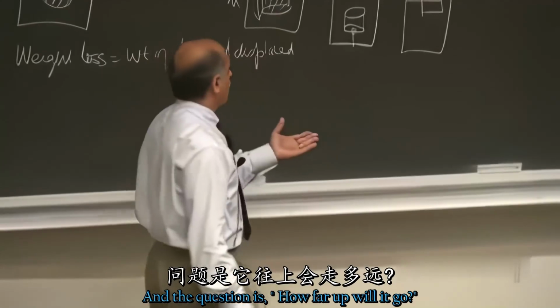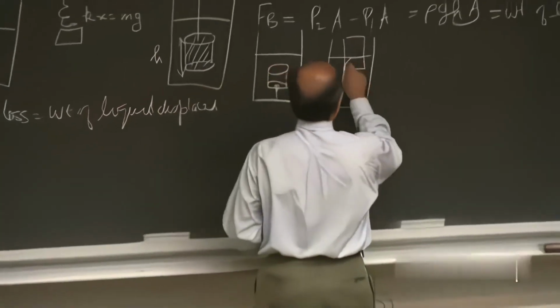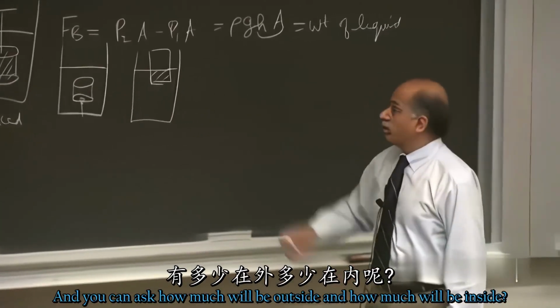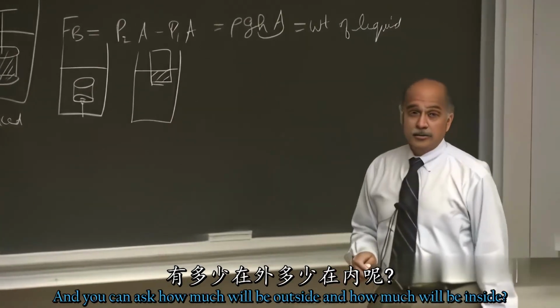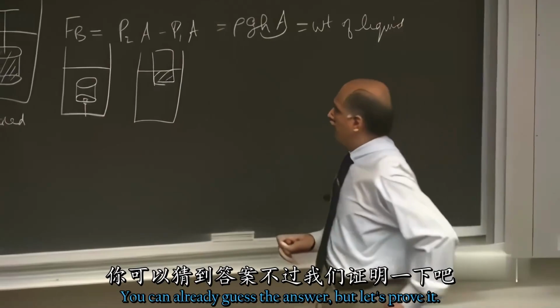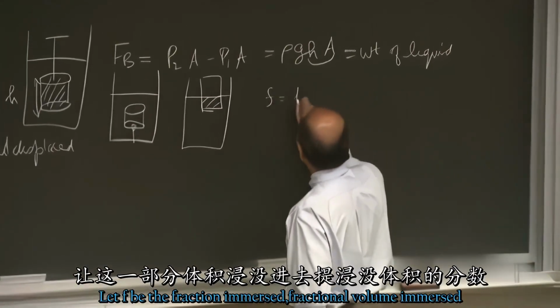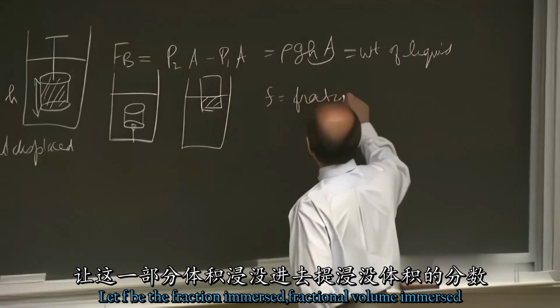Now the question is, how far up will it go? We know part of it's going to be inside and part of it's going to be outside. And you can ask, how much will be outside, how much will be inside? You can already guess the answer, but let's prove it. Let F be the fraction immersed.